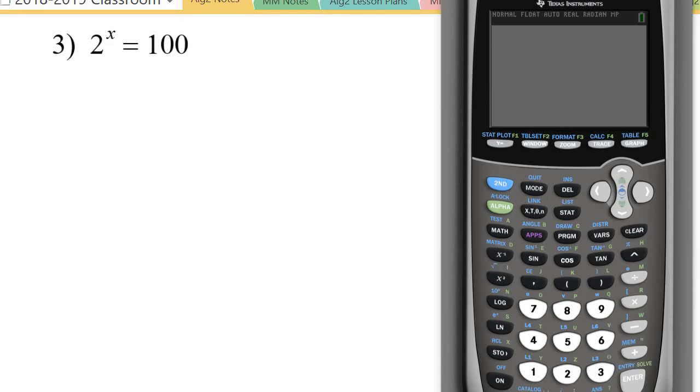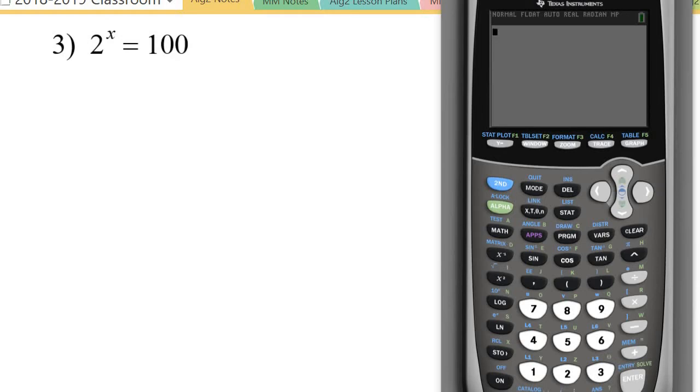In this video, I'll be showing you how to solve exponential equations by taking the logarithm of both sides and using the calculator to round your answer. Okay, so here is the first example. I gave you 2 to the power of x equals 100.